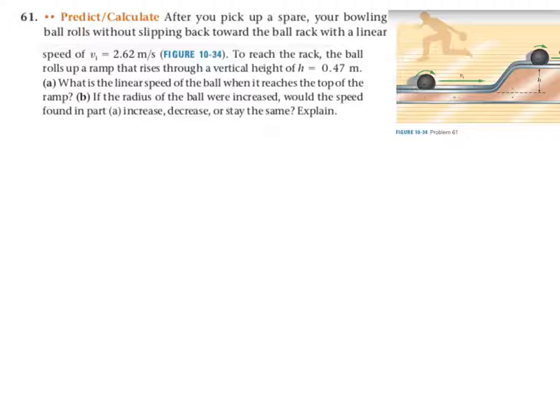And B. If the radius of the ball were increased, would the speed found in A increase, decrease, or stay the same? And explain. So this is going to be relatively straightforward. This is an energy conservation problem. There are only conservative forces acting, because remember that during rolling without slipping, friction does no work, so it doesn't change the energy state. And so we can say that the energy at the start, at the bottom, is equal to the energy at the top.